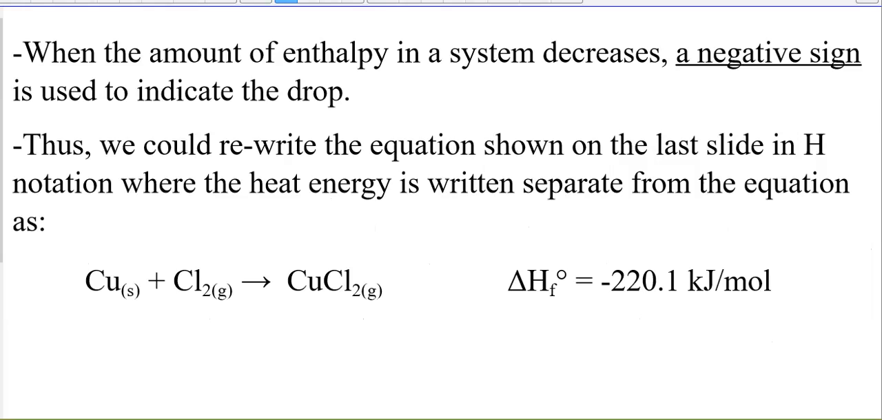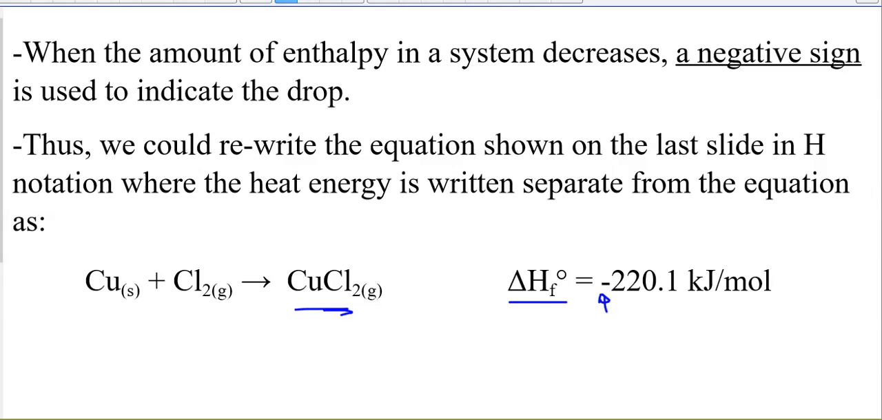So if you actually take out the enthalpy from the chemical equation, you would write it down as, in this case, the heat of formation, because we are forming the product copper 2 chloride. And in this case, we know that it would be an exothermic reaction, so we'd have to include the negative. So your heat of formation here would be negative 220.1 kilojoules.